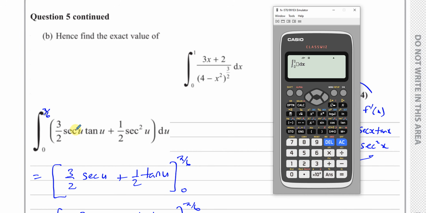But you could do the same with this, but you'll have to use tan u over cosine u, and you'll have to put secant as 1 over 2 cosine squared u. But we can do it with this even. There's no problem. We can do it with this.